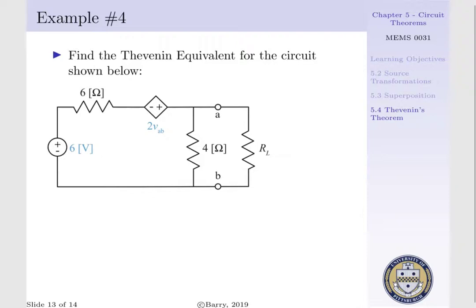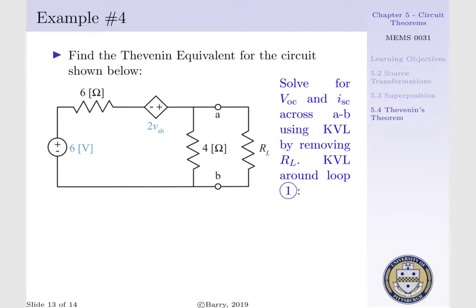Lastly, let's consider an example with a dependent source. Say we want to determine our Thevenin equivalent for the circuit shown below, where we have a voltage-controlled voltage source. To proceed, we have to solve for open circuit voltage and short circuit current across terminals A and B. We will do this by using a combination of KVL and KCL.